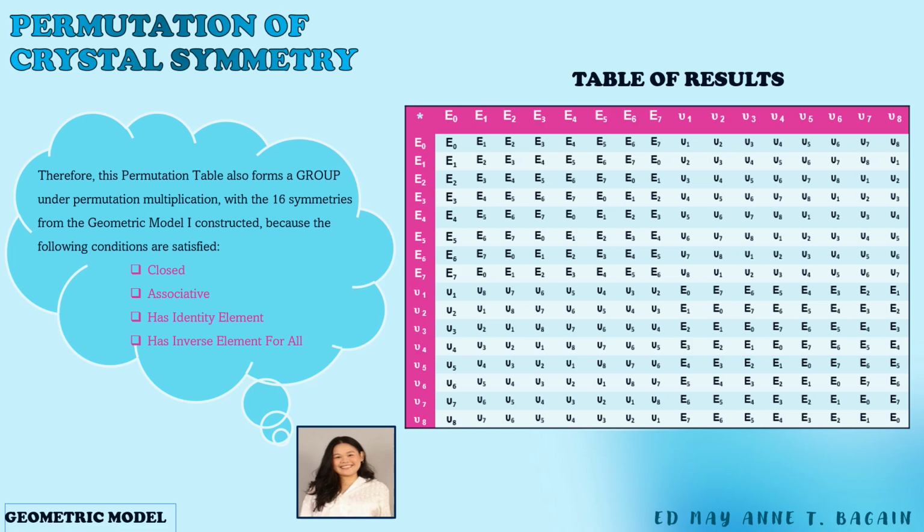So therefore we can conclude that this permutation of crystal symmetry table forms a group under permutation multiplication with the 16 symmetries from the geometric model I've constructed because the following conditions are satisfied. It is closed, as we can see, check. It is indeed associative after flipping 180 degrees. It has an identity element which is epsilon sub 0, and each element has an inverse because, as we can see, epsilon sub 0 can be seen all throughout the table.